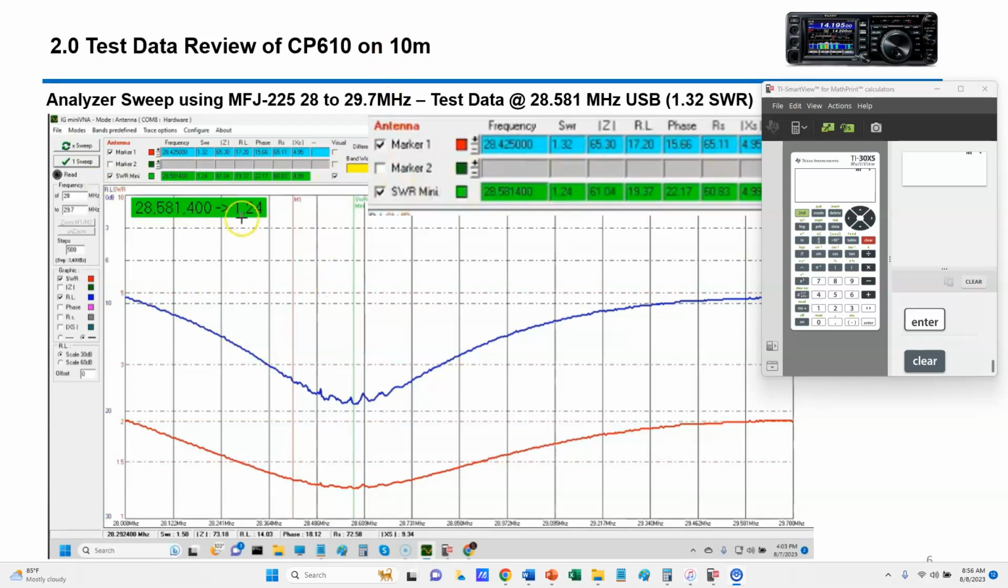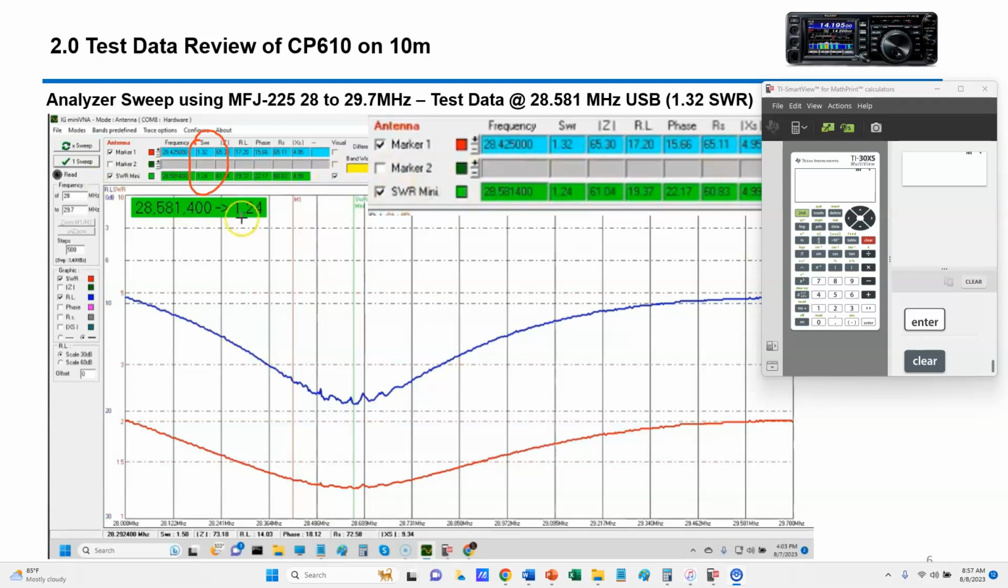The other line here is your SWR. That's the difference, and here's your grid over here. What does this mean? What we want to look at is the SWR reading. In this particular example, I got 1.32, and you can see it right here. So we're looking at an SWR of 1.3. That's a number that you're going to see on your radio.